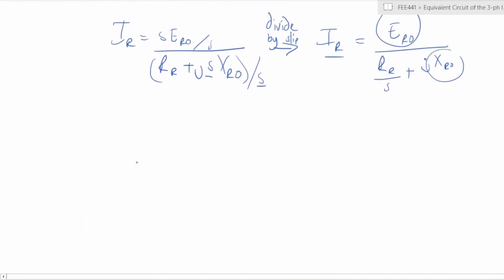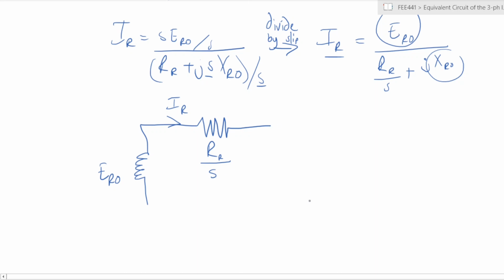So you have your supply, which is ER0. You have a current flowing through the circuit of IR, which was already there before. And then now you have a resistance RR over S. So this is R in the rotor, resistance of the rotor over slip, right? And then you have a reactance given by jXR0. So in this way, we have a constant there and a constant there that we can relate to the various parameters of the machine.